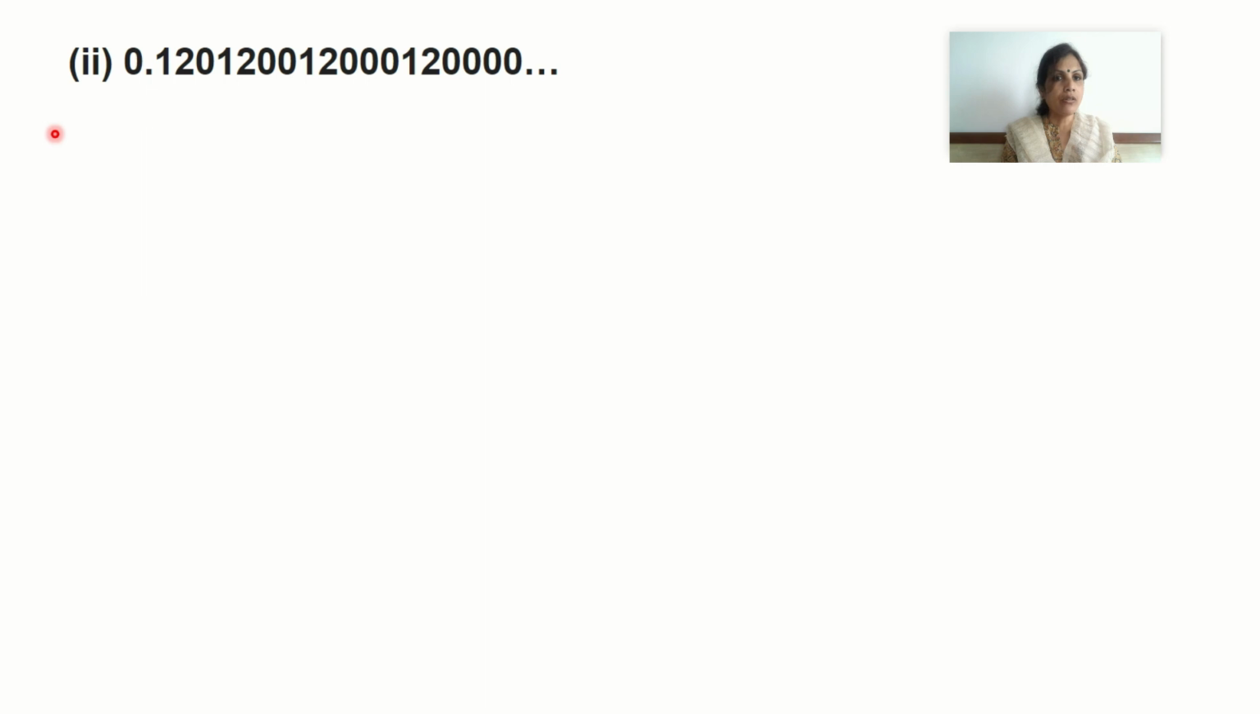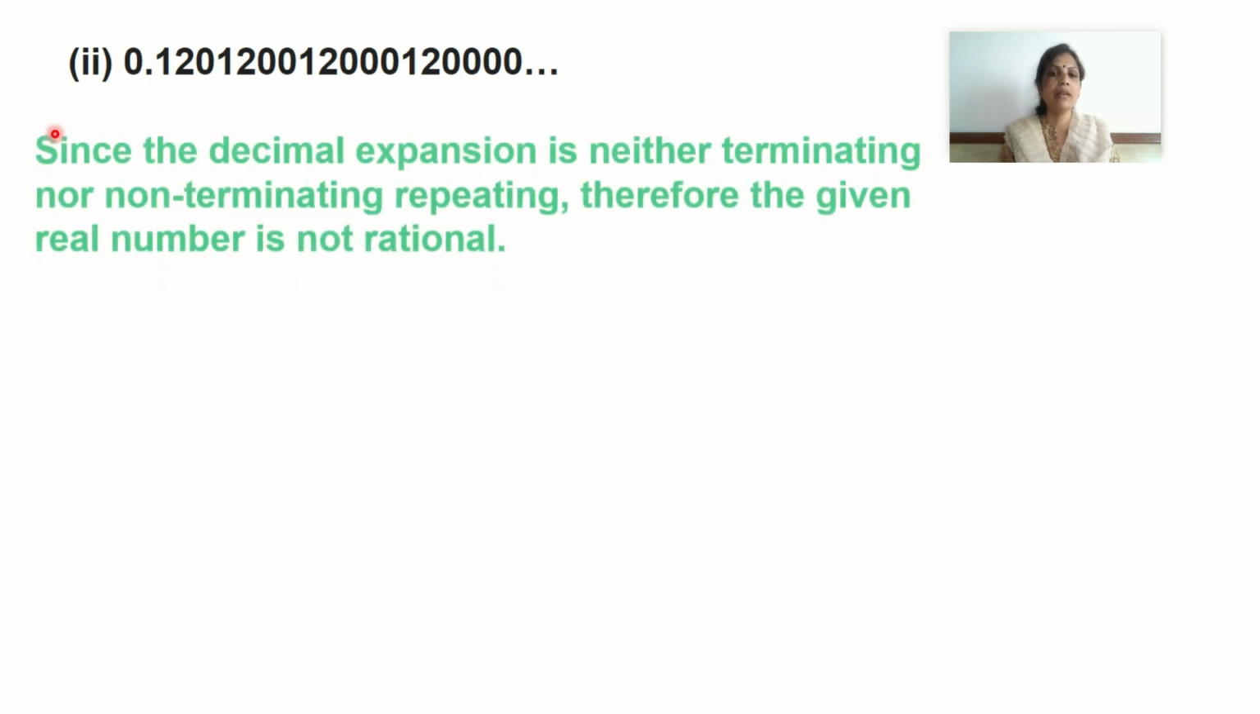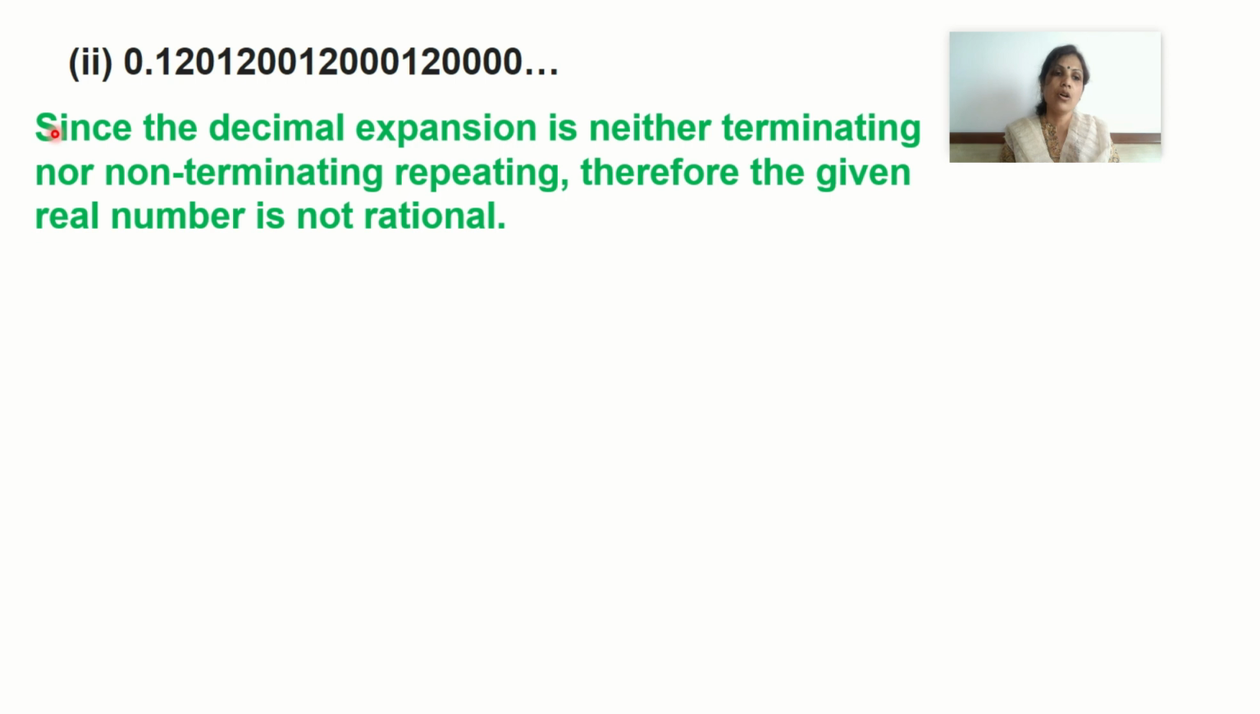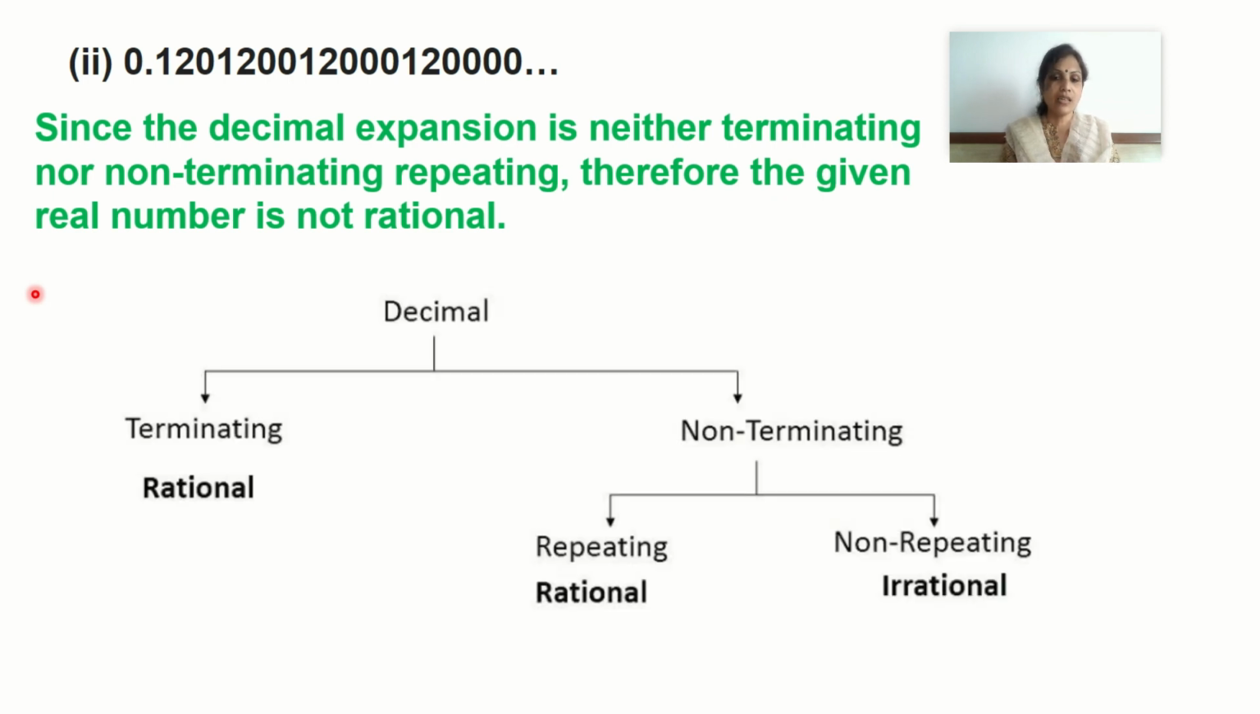So how will we comment on this number? Since the decimal expansion is neither terminating nor non-terminating and repeating, therefore the given real number is not a rational number. It must be an irrational number. Alright, and this particular tree will give you a clear idea about that. And since it is non-terminating and non-repeating, therefore it is an irrational number. Okay, let's go to the next sum.